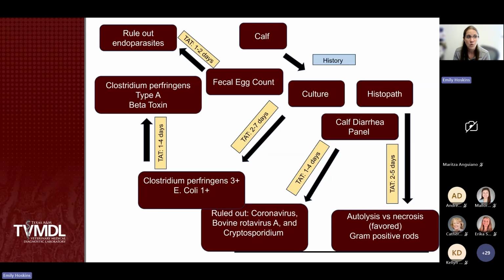So I hope that helps walk you through just a little bit of how the thought process can change just by providing a very, very brief history and how that can change your overall results.